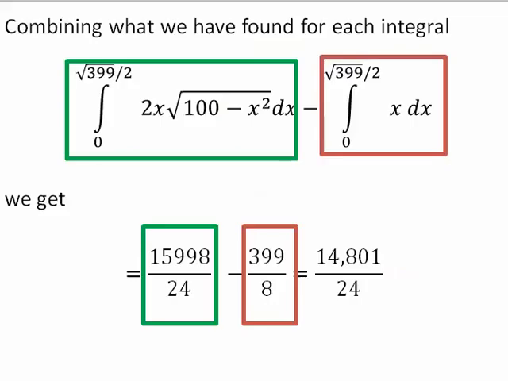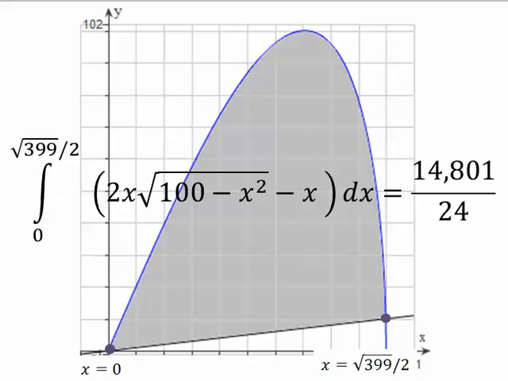So put these two results together, and we get that the area between the two functions in the first quadrant is 14,801 over 24. Take care and let me know if you have any questions.